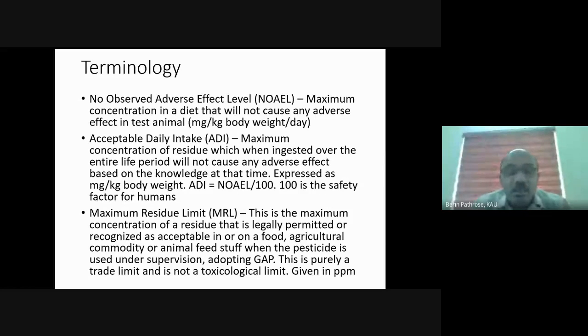We can't do it. It's not ethical. So what we will do is we will apply a safety factor. We have the no observed adverse effect level, and we will divide it by 100. That is a mammalian safety factor. We will divide it by 100.